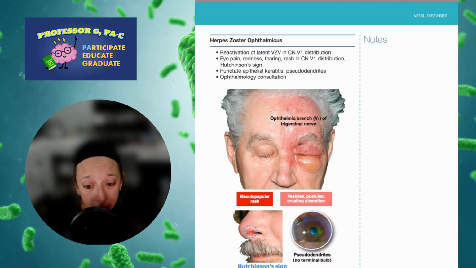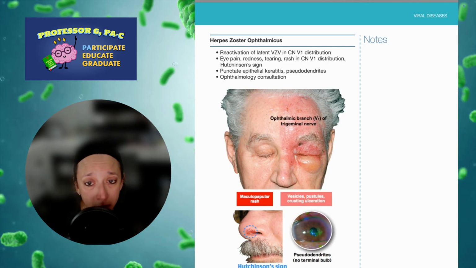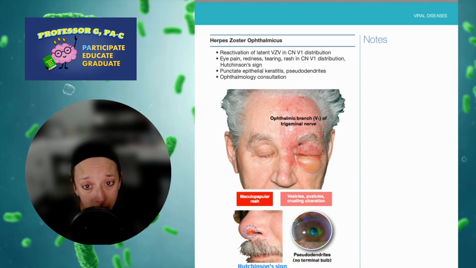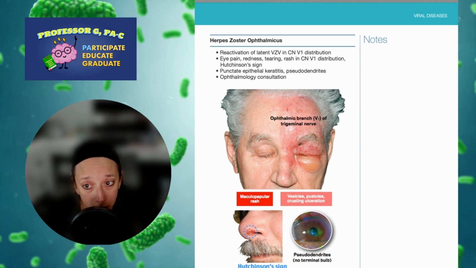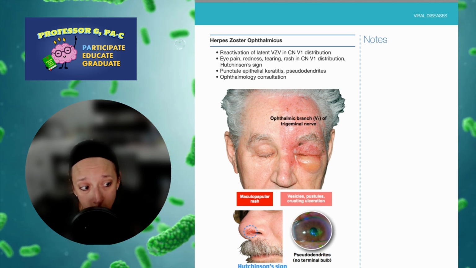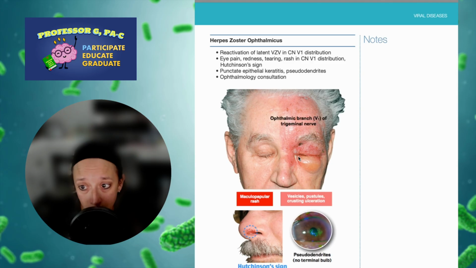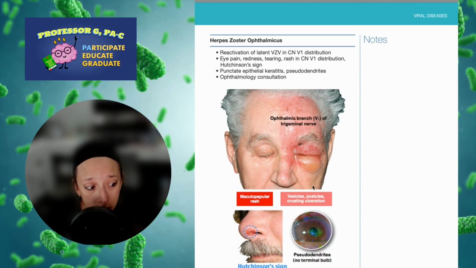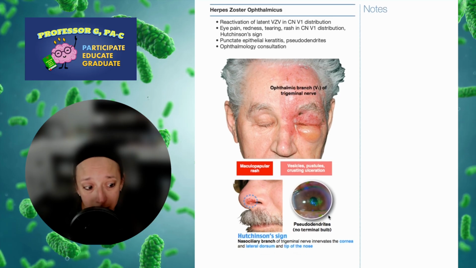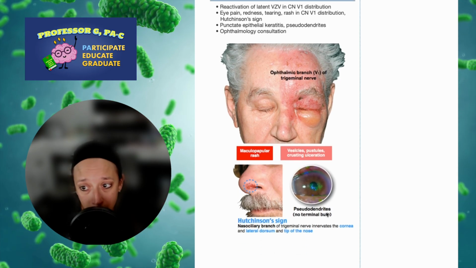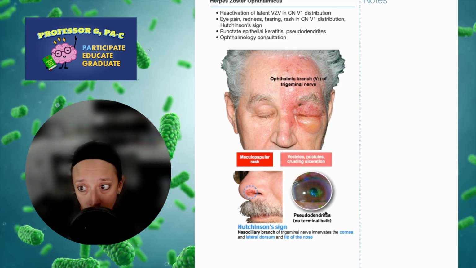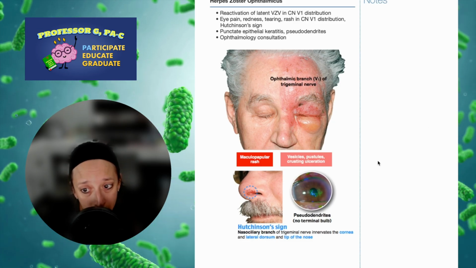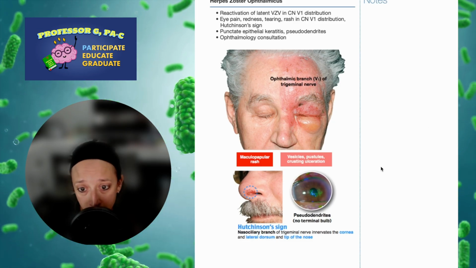So herpes zoster ophthalmicus, we mentioned it a little bit earlier when we talked about herpes simplex keratitis. This is a little different. This is reactivation of the varicella zoster virus in the ophthalmic branch of the trigeminal nerve. That's a V1 distribution. Again, if we see vesicles in that area or on the tip of the nose, that's considered Hutchinson sign. It is highly likely that there could be some orbital or ocular involvement. So we want to treat with oral antivirals and do urgent ophthalmology referral.